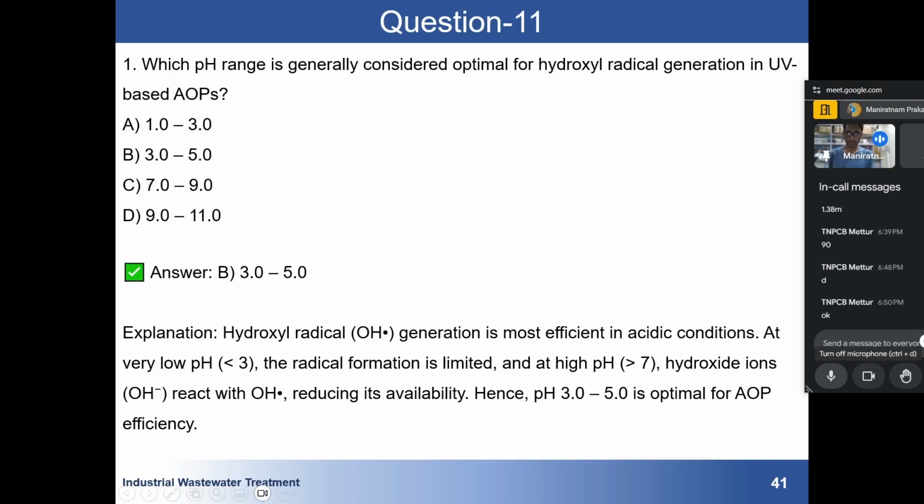At very low pH, the radical formation is reduced, and at high pH the hydroxide reacts with OH, reducing its ability. Hence this pH range is optimal for AOP efficiency.